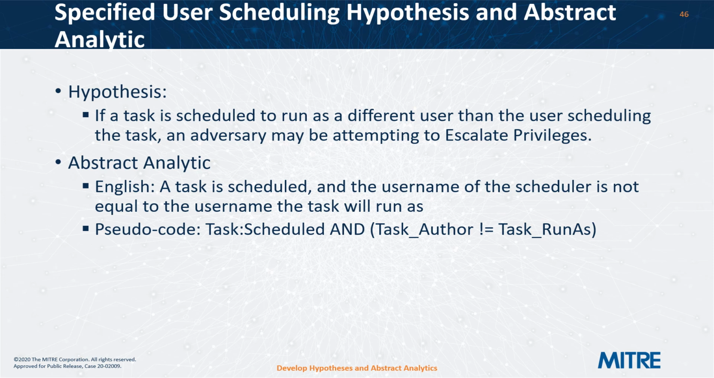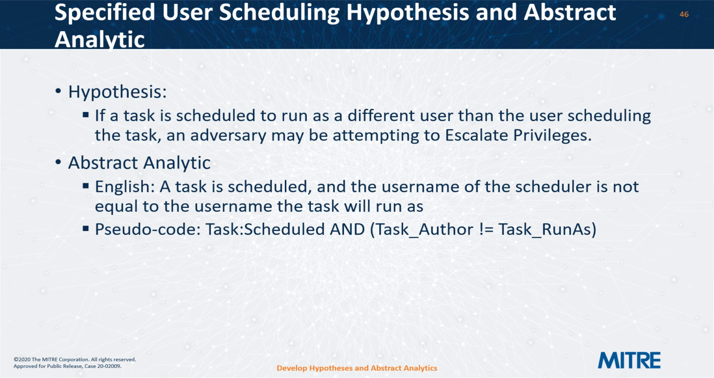Now in this final example for step 2, we again provide two possible abstract analytics. The first remains expressed in English, and the second uses pseudocode. In the local scheduling example, we chose to use the file create event in our abstract analytic, which will lead us to collect file creation events and was based on the CAR data model.